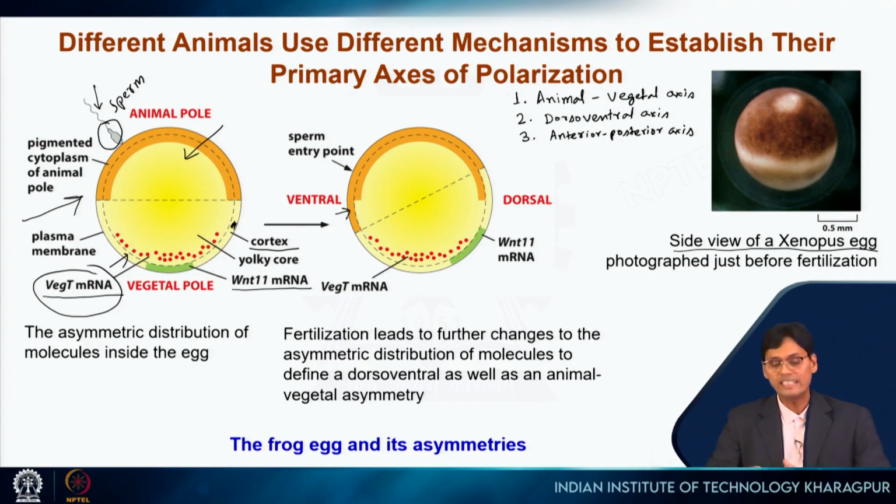That will lead to further changes to the asymmetric distribution of molecules to define a dorsoventral as well as animal and vegetal asymmetry. As you can see, in addition to animal and vegetal pole, now we are also mentioning dorsal and ventral side. It is still a single cell, but when it divides into multiple cells, by that time those things are already decided, the dorsoventral axis as well as the animal and vegetal axis. So this is the whole idea about this slide.